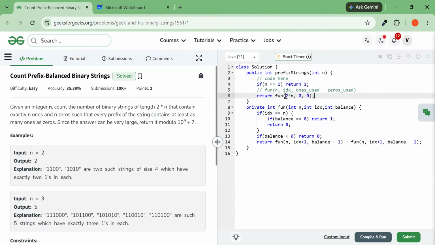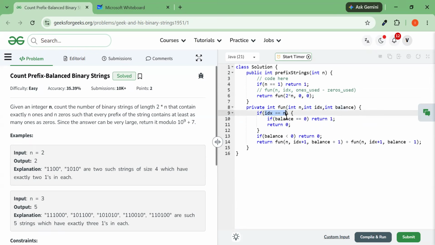And for the further cases, I'm creating one function. The function takes care of 2 star n, that is the length we are expecting, the index from which we are starting, and the balance, ones used minus zeros used. So consider this one only.